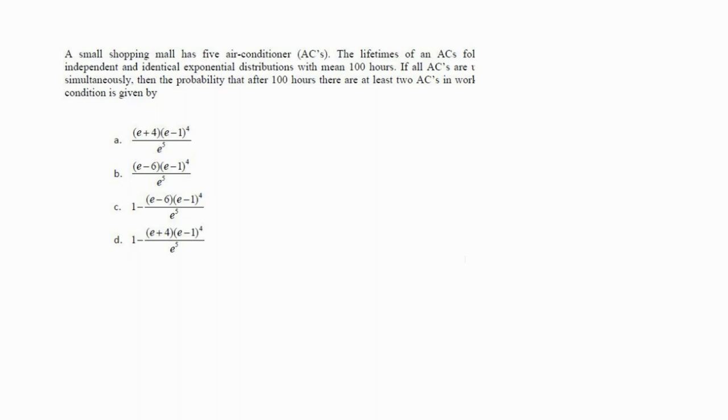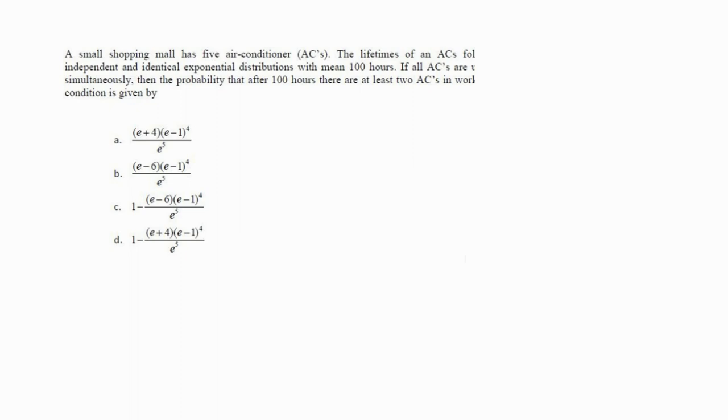The next question given here is that a small shopping mall has 5 ACs. The lifetime of an AC follows an independent and identical exponential distribution. That means all the ACs are independent and they identically follow the same exponential distribution, and its mean is 100 hours. So if all ACs are working simultaneously, what is the probability that after 100 hours there are at least two ACs in working condition?